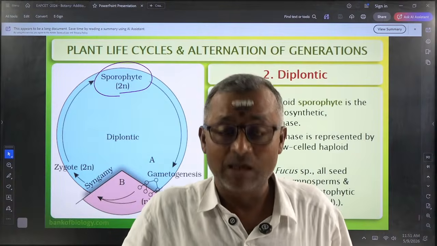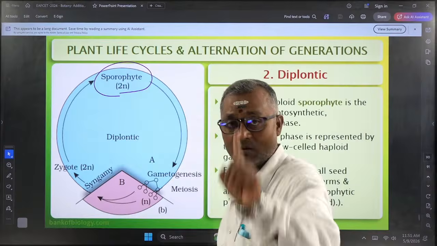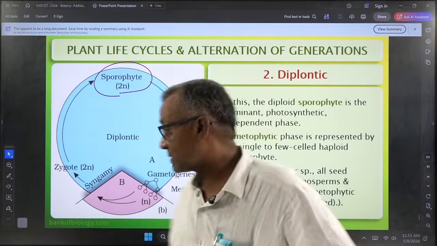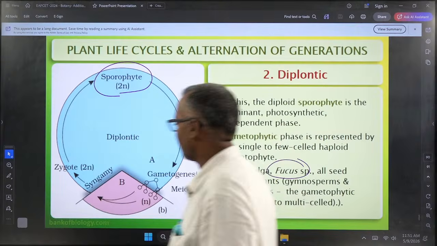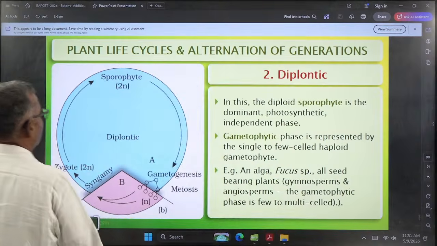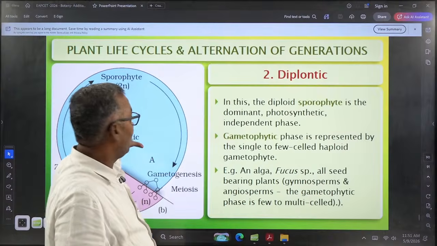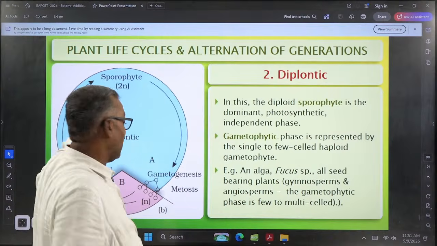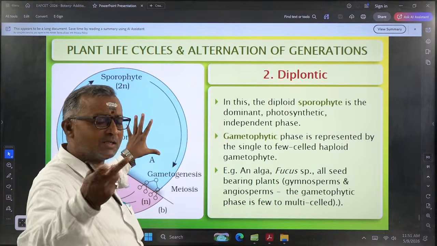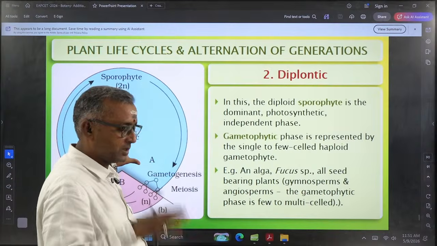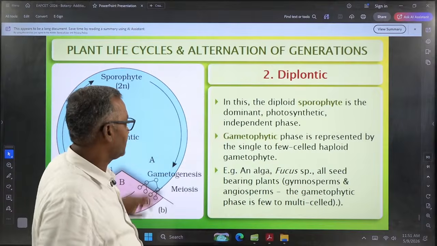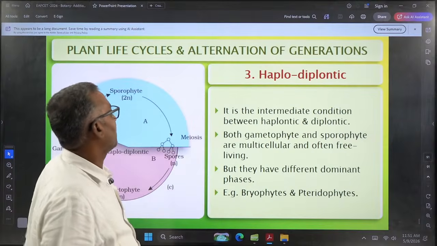In the state book, for diplontic life cycle they gave only one example, that is Fucus. So this you have to remember. So in diplontic life cycle, what is the dominant phase? Sporophyte. And gametophyte is represented by one cell, actually few-celled also there, but as per the old NCERT state book, it is one-celled gametes.